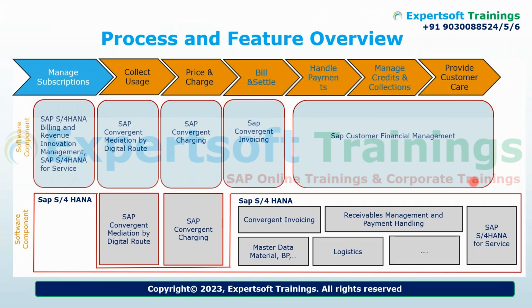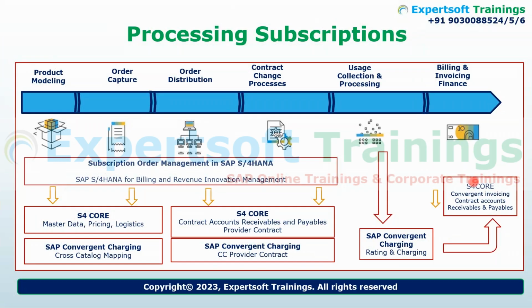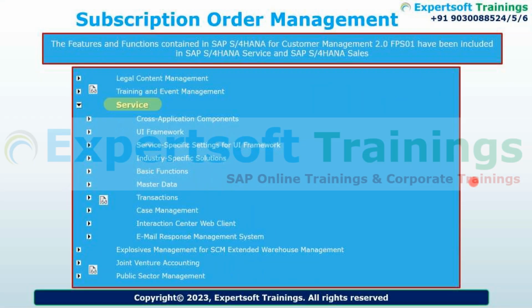And again, this is a repetitive slide. What software components I covered in the previous discussion, right? So what S/4HANA components, and what are the software components we use? So convergent charging, convergent invoicing, and digital router. Yeah, so this is just a high level.